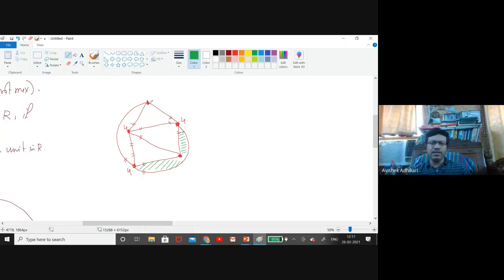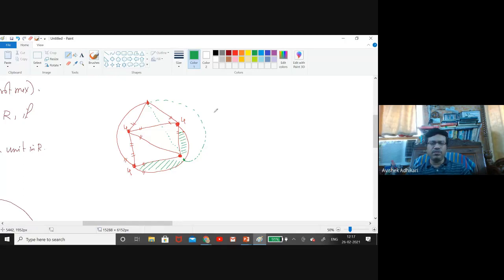And this point is outside that bounded region. So to join it, you either have to go through this and then this, or you may have to come through this. But if you want to come through this, then you certainly have to cross this edge.